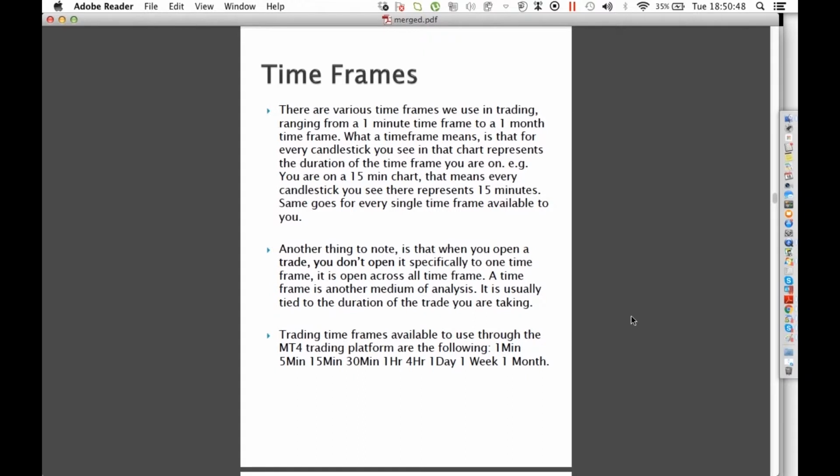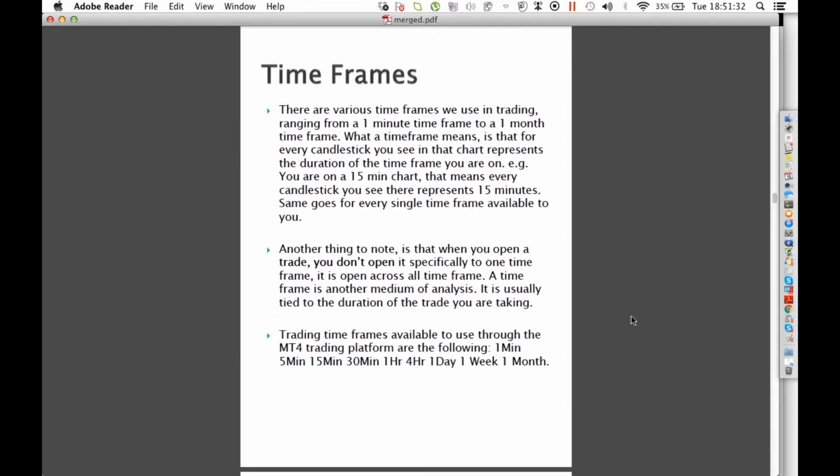Another thing to note is that when you open a trade, you don't open it to specifically one time frame. It opens across all time frames. A time frame is just another medium of analysis. It is usually tied to the duration of the trade you are going to take, but it's not always the case. You can open a trade on a 5-minute chart and hold it for 10 days, or you can open a trade on a daily chart and just hold it for 5 minutes. So those time frames aren't necessarily how long your trade is going to be. It is just a way of seeing if the markets are going up or down.